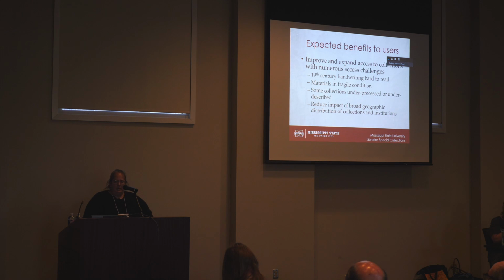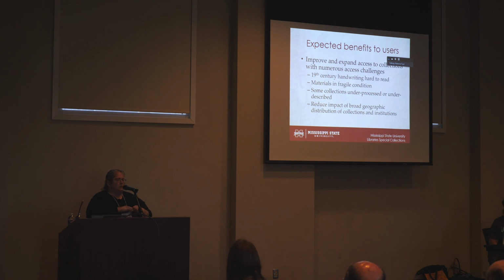And also to reduce the impact of broad geographic distribution of collections and institutions. You'll notice the institutions that are participating, they're from all across Mississippi. And there's one sort of jog into Alabama. And so our collections talk to each other. Sometimes we are sharing topics, there's families, there might be a branch of one family in Alabama and another branch in Natchez or somewhere else in Mississippi. And sometimes also we are sharing a family collection across multiple institutions.